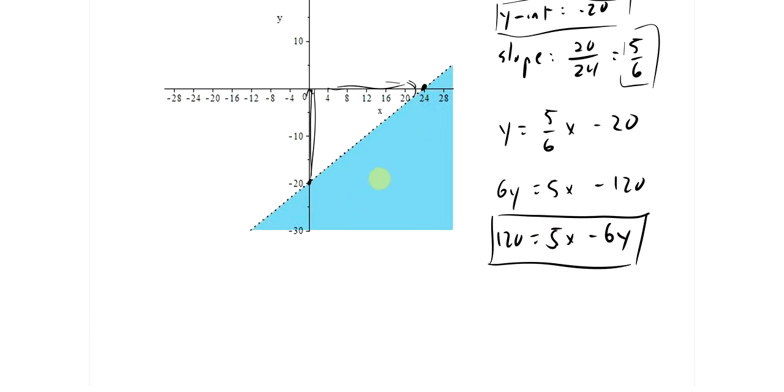We want this side of the line, the shaded side. Is that the less than side or the greater than side? Right? One side of this line is 5x minus 6y is greater than 120. One is 5x minus 6y is less than 120. So pick a point in the region you like.